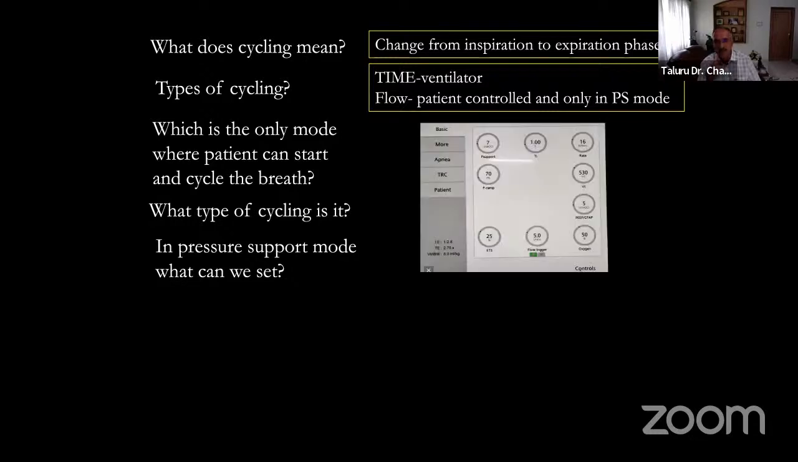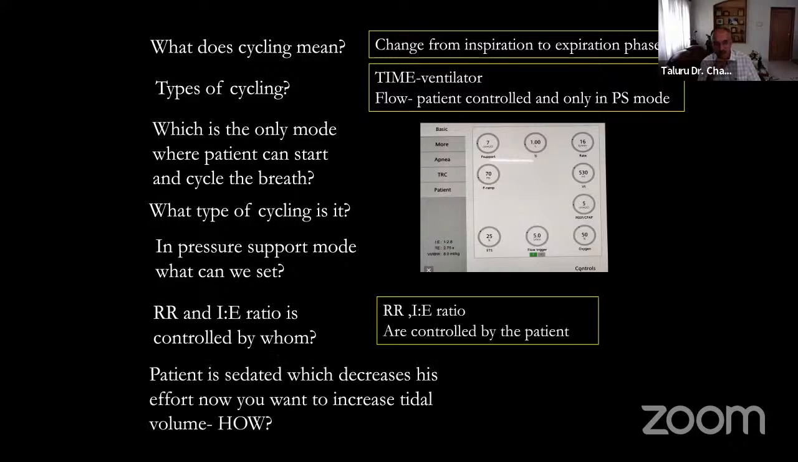These are the things you can set. You always remember this. IE ratio and respiratory rate are controlled by whom? Patient. The patient is sedated, which decreases his effort. Now you want to increase the tidal volume. How to increase the tidal volume? By increasing what? By increasing what does the tidal volume increase?